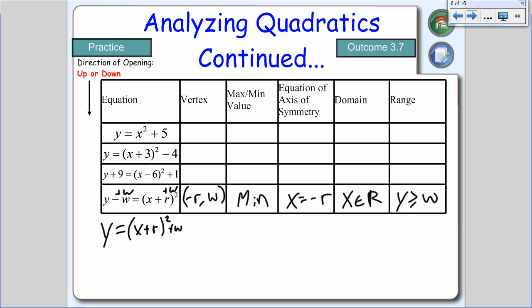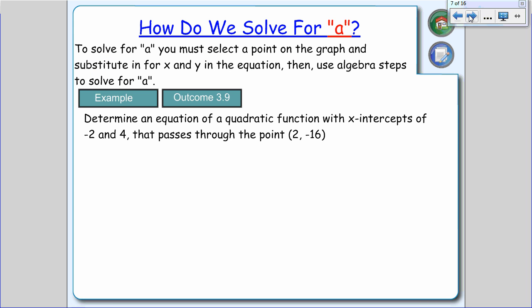Okay. Before we do this slide, let's do a quick review on the types of forms that we've seen. So what's the one we've been working with called? That's standard form. What's another form we've worked with? General form. Beautiful. What's another form we've seen?